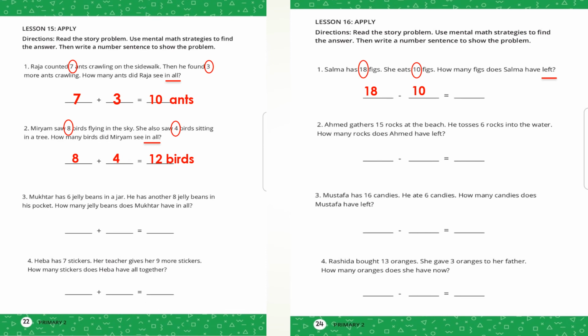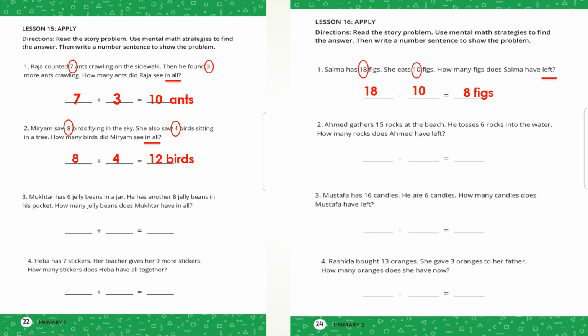We will count from the small number to the big number. After 10: 11, 12, 13, 14, 15, 16, 17, 18. How many fingers do we have? 8 fingers. So we will write 8. 8 what? 8 figs. How many figs? So we will write 8 figs. Okay? Question number 2 and 3, you can solve them as homework.